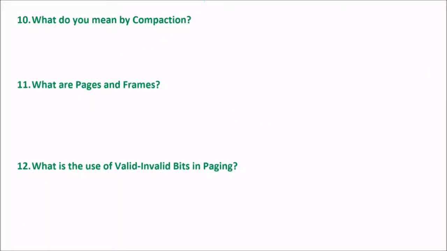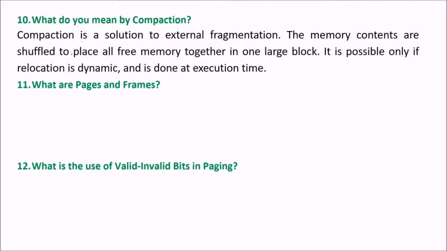What do you mean by compaction? Compaction is a solution to external fragmentation. It means the holes are there to fulfill the requirement, but they are just scattered. So the memory contents are shuffled, and all free memory is brought together in one large block. It is possible only if relocation is dynamic and done at execution time.